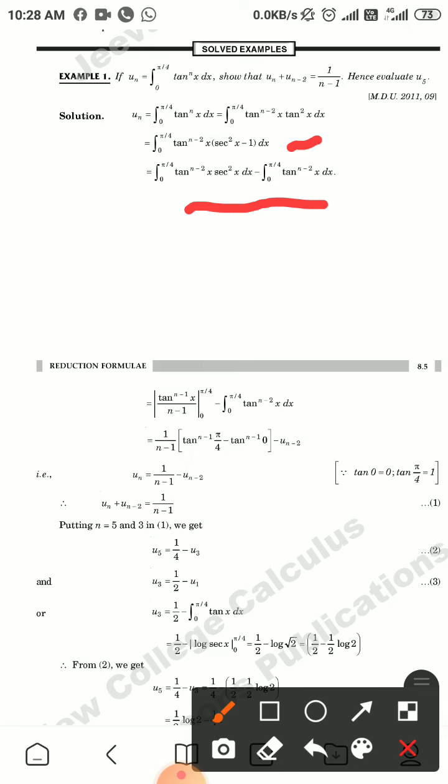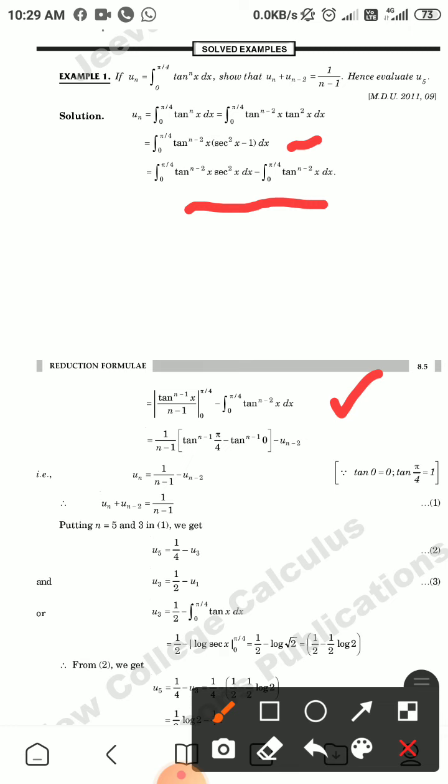And now in the first integral, as the derivative of tangent x is in multiplication as secant square x, the integral is evaluated by raising the power by 1 and dividing by the same power, that is tangent raised to power n minus 2 plus 1, that becomes tangent raised to power n minus 1 x divided by the same power n minus 1, and the limit is from 0 to pi by 4, minus integration 0 to pi by 4 tangent raised to power n minus 2 x dx.